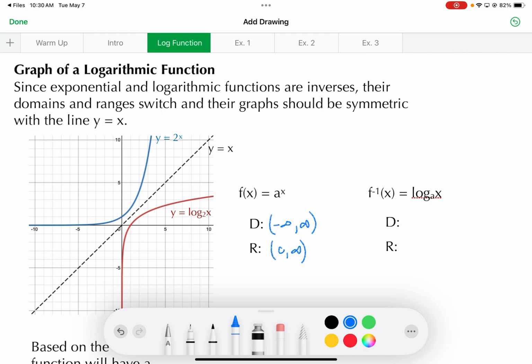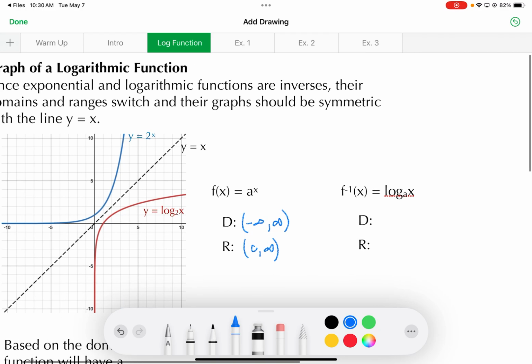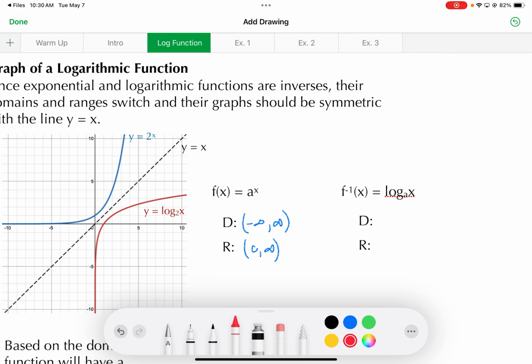Now, if we reflect that over y equals x, we get the inverse, which is this logarithmic function, y equals log base 2 of x. Its domain would be 0 to infinity, and its range would be all reals. So notice how these have just switched domain and range.